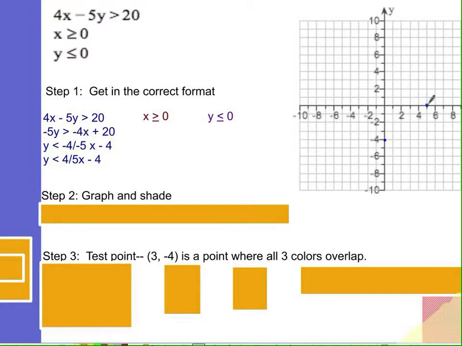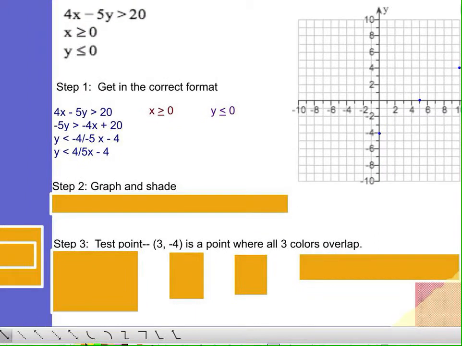Now I'm going to draw another dot to make sure. 1, 2, 3, 4 up, and 1, 2, 3, 4, 5 across. Then I'm going to draw my line, again using the same color.